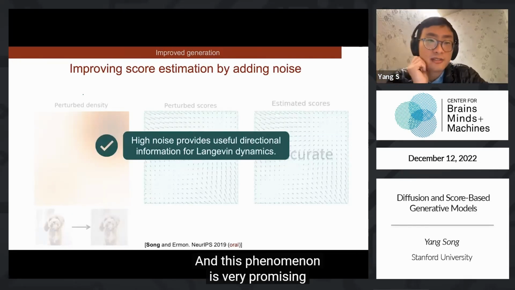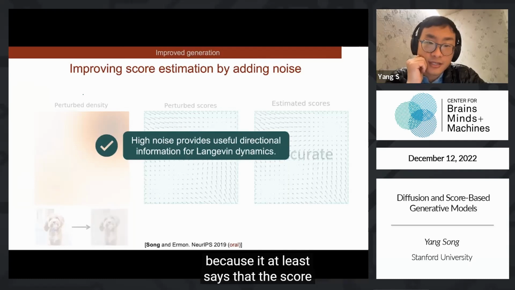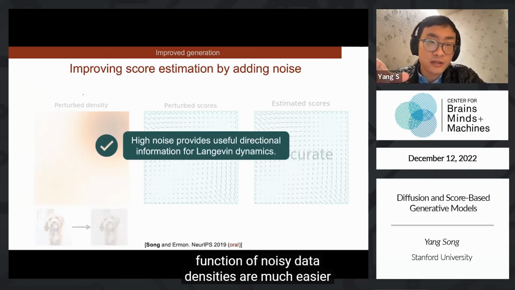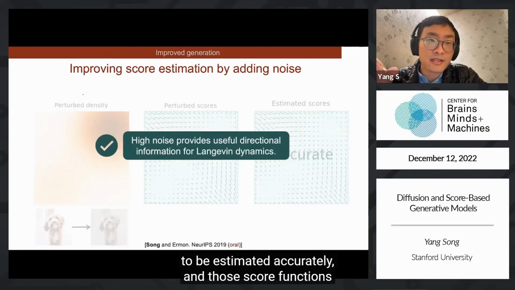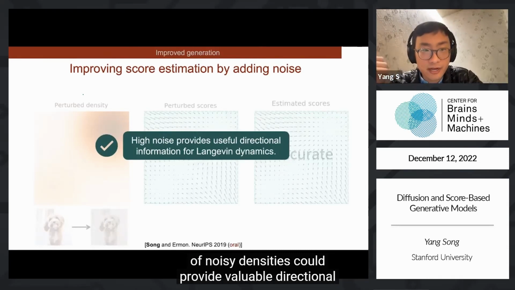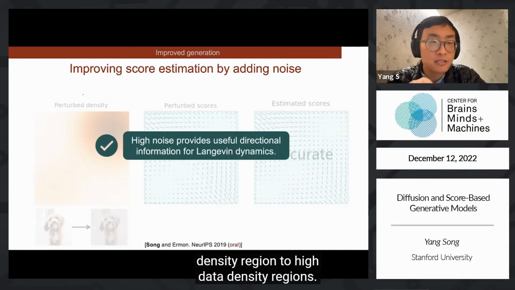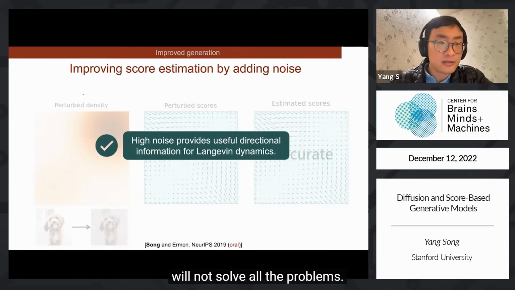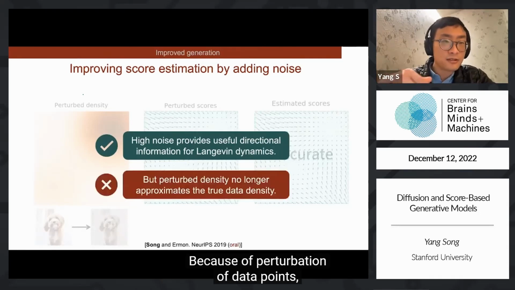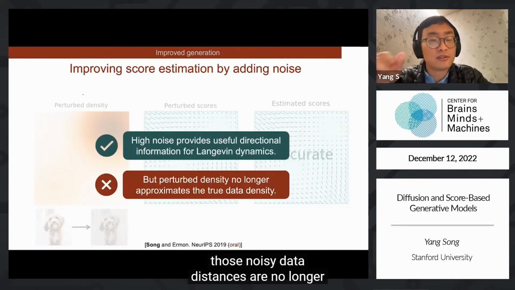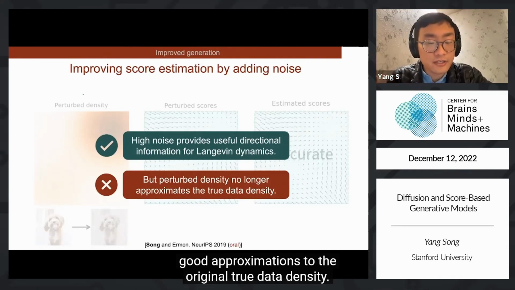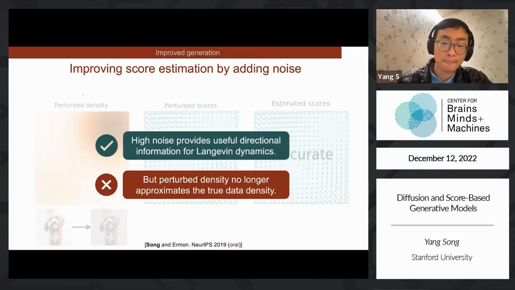And this phenomenon is very promising because it at least says that the score functions of noisy data densities are much easier to estimate accurately. And those score functions of noisy densities could provide valuable directional information to guide Langevin dynamics to move from low data density regions to high data density regions. But simply injecting Gaussian noise will not solve all the problems, because after perturbation of data points, those noisy data densities are no longer good approximations to the original true data density.